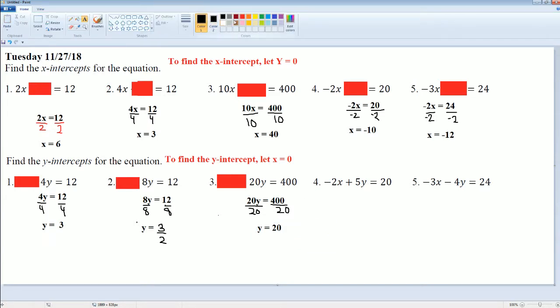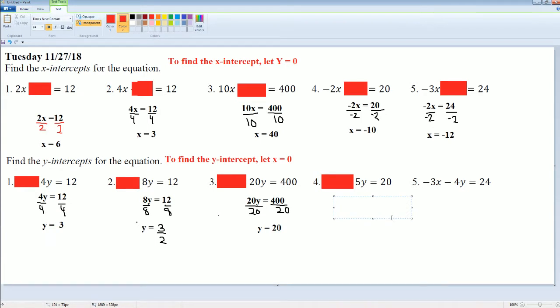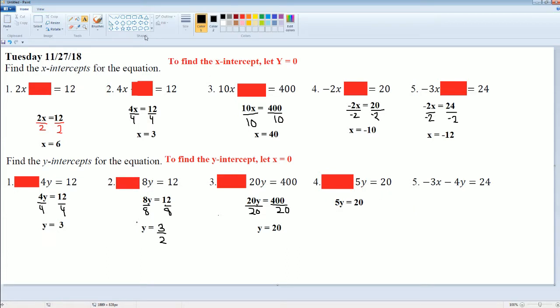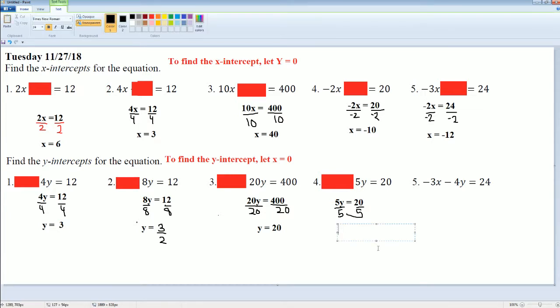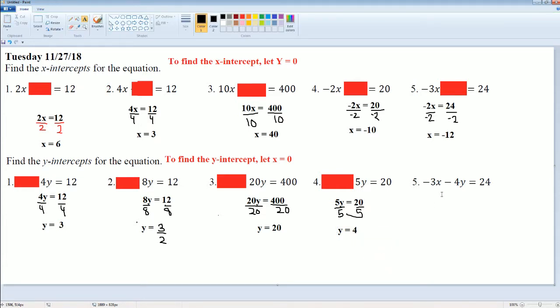Yep. Let's do that again. How do you find the y-intercept? X equals 0. So this disappears. You get 5y equals 20. Divide by 5. You get y is equal to 4 because 20 over 5 is 4.